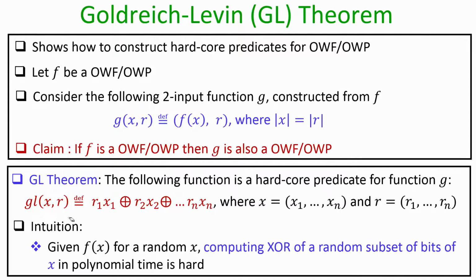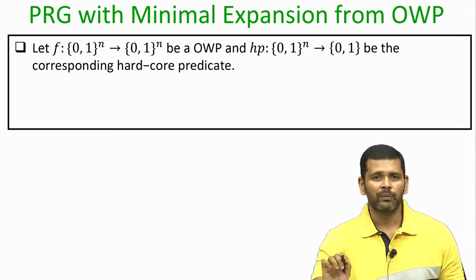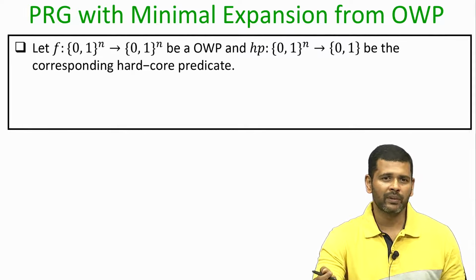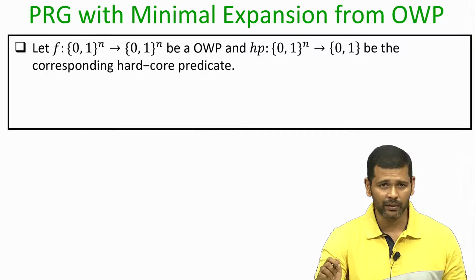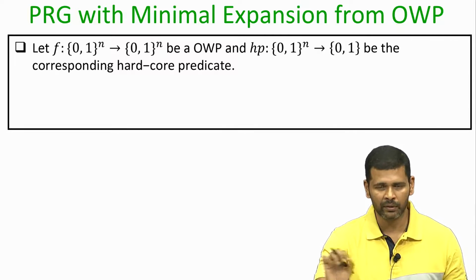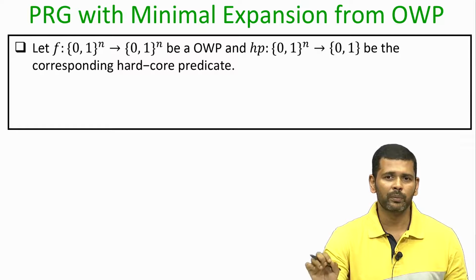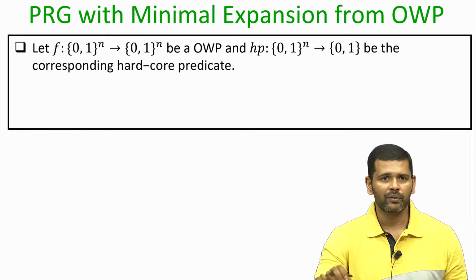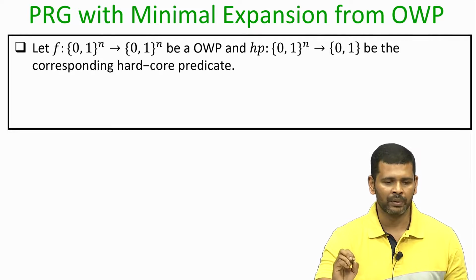So, assuming we now have a hardcore predicate and a candidate one way permutation, let us see how we can construct a PRG with minimal expansion. What we mean by minimal expansion is that we will assume that we are given a candidate one way permutation from the set of n bit strings to the set of n bit strings. That means, the function f takes an input which is a string of length n, and it produces an output which is also a string of length n, and it is a one way permutation, and associated with the function f we have a hardcore predicate.